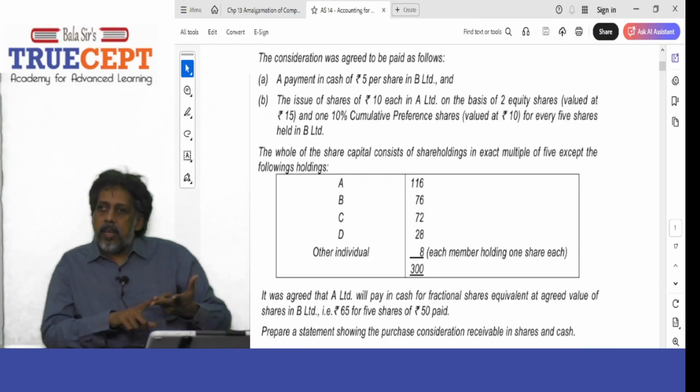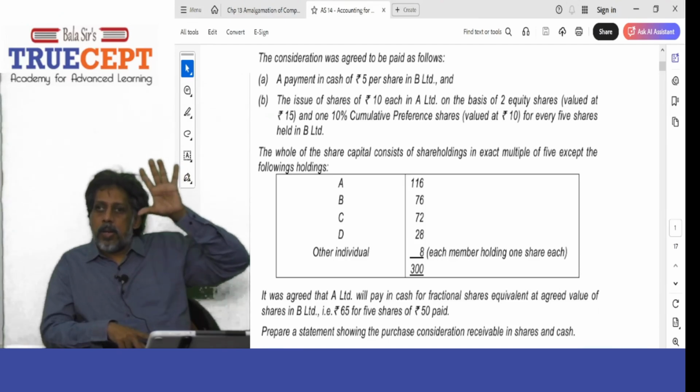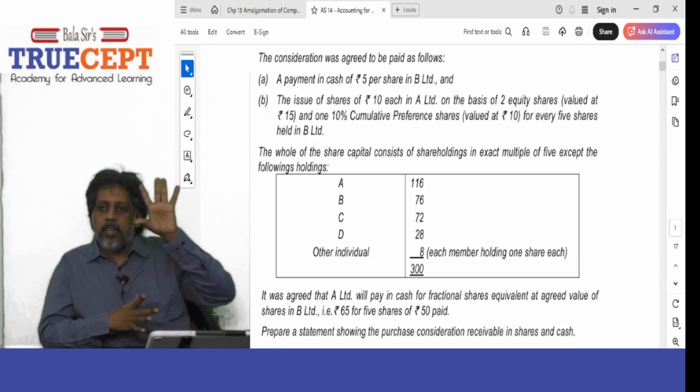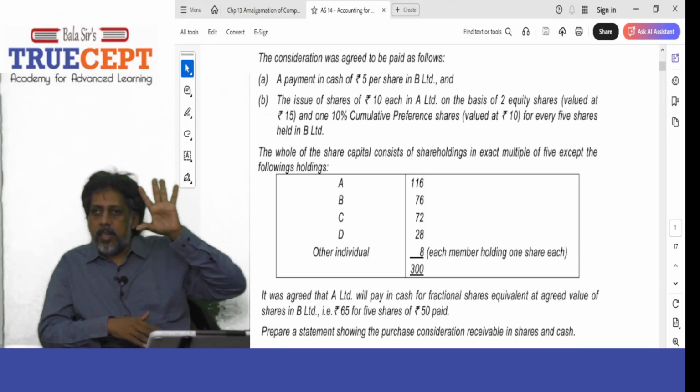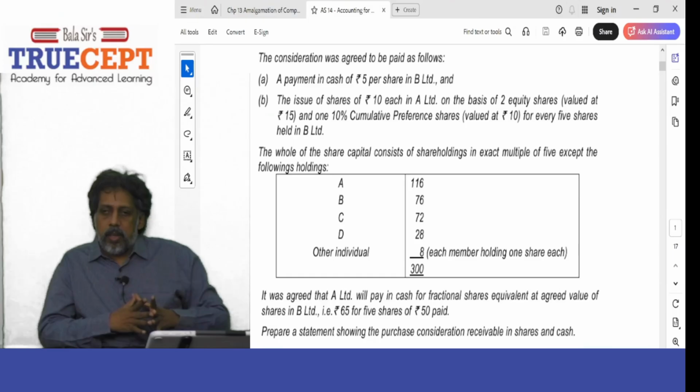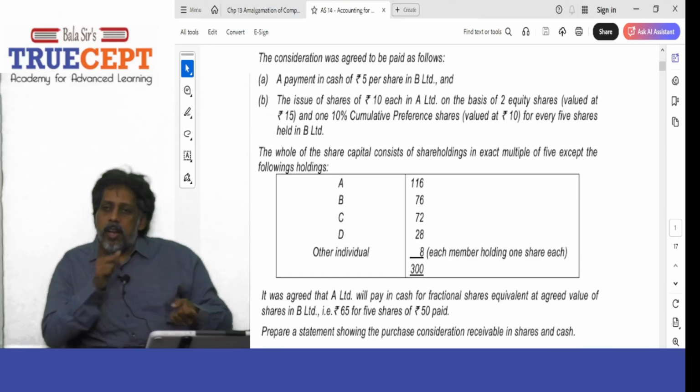Then B, 76. Of that 76, till 75 will be multiples of 5. That one share extra is a problem. Next, C, 72. Till 70, that is 5, 10, 15, 20, 25, and so on up to 65, 70, not an issue. Those 2 shares are a problem. Next, D, 28. Till 25 not an issue, multiples of 5, but the extra 3 shares are a problem.